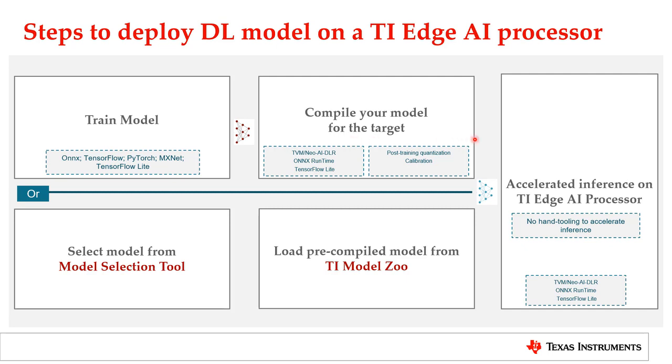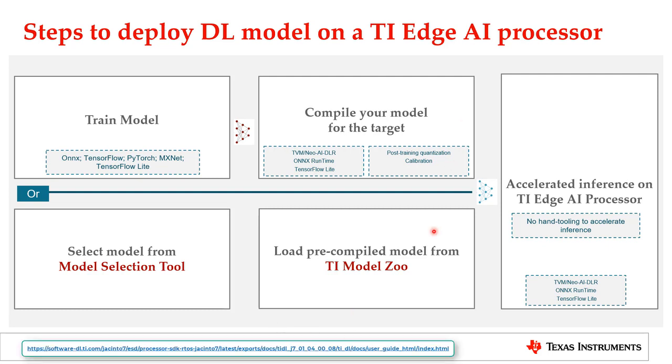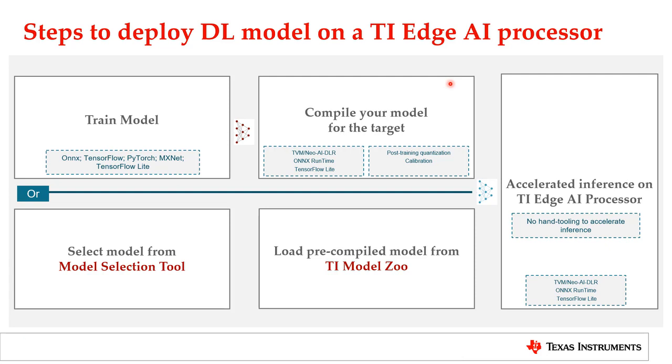It is important to note here that the compile step includes accelerating the model via the neural network accelerator on the SoC. If you're interested in learning more on the compilation step, please visit the link below. Now, once the compile step is complete, using the same runtime engine as before, you can deploy the model on a TI AGI processor to run hardware accelerated inference.